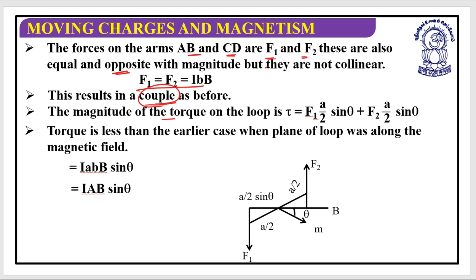So the magnitude of the torque on this loop can be calculated as torque equals F1 into a by 2 sine theta plus F2 into a by 2 sine theta. Here the torque is less than the earlier case when the plane of the loop was along the magnetic field, but it is there. So the net torque equals I, the current flowing through the coil, A, the area of the rectangular coil, B, the magnetic field, into sine theta. So torque equals IAB sine theta.